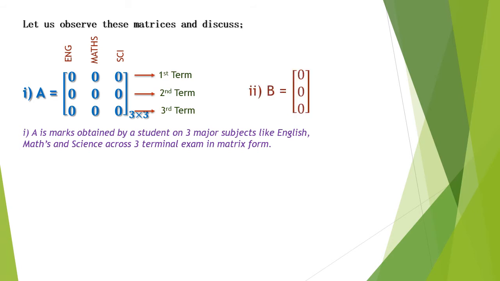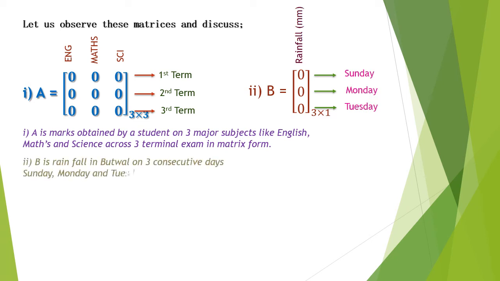B is another matrix. That's the rainfall in mm on Sunday, Monday and Tuesday, three days. B is the rainfall in Butwal, Sub-Metropolitan, on three consecutive days, Sunday, Monday, Tuesday, in one week of Jyeshta.